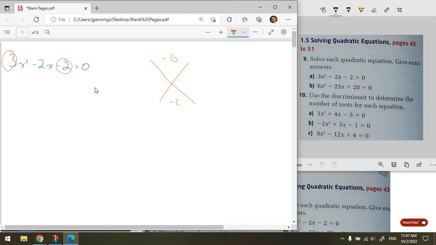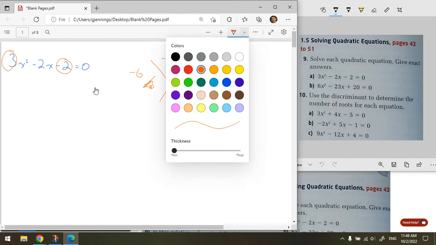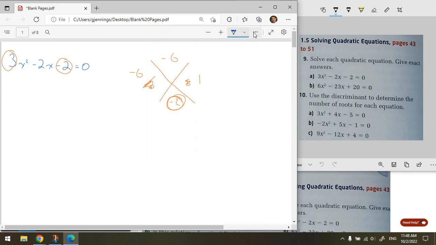And then I find such numbers don't exist. Like if I try negative 3 and 2, that adds to negative 1, so that's not negative 2. And then if I try something different, like negative 6 times 1, well, that adds to negative 5. So it won't work. It won't factor. That does not mean that solutions don't exist. Okay, so here's how we find the solutions that do exist.